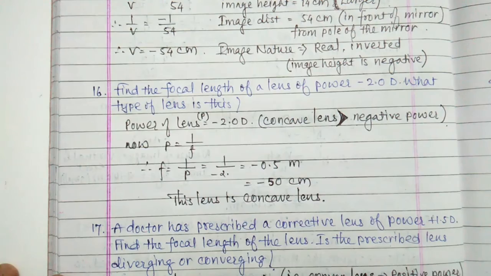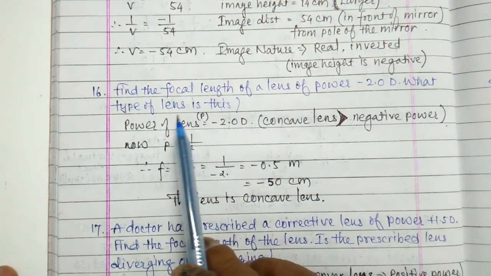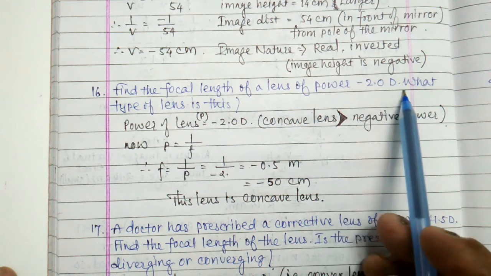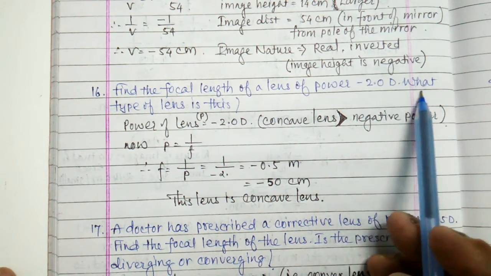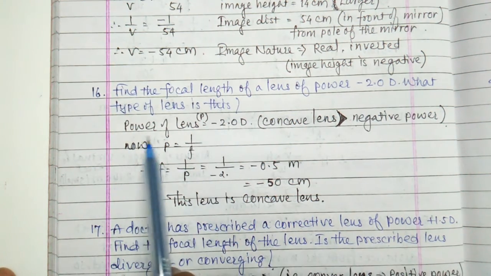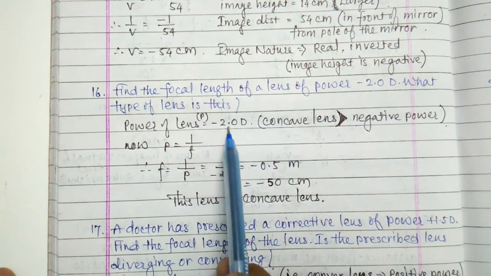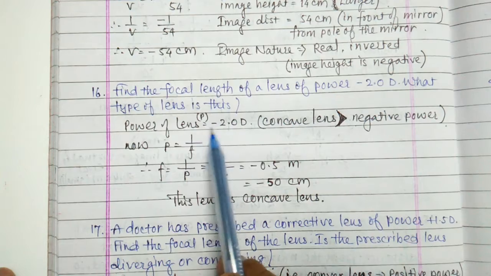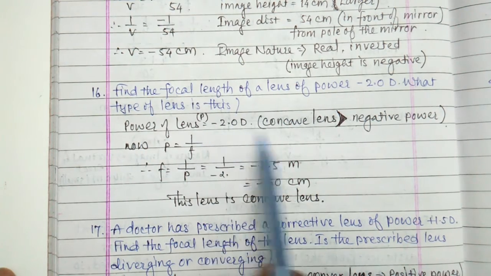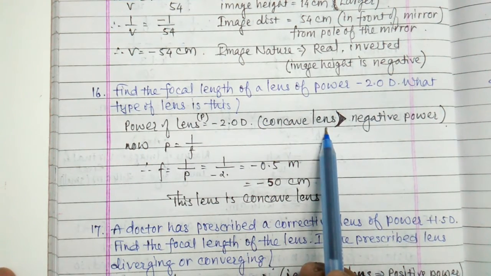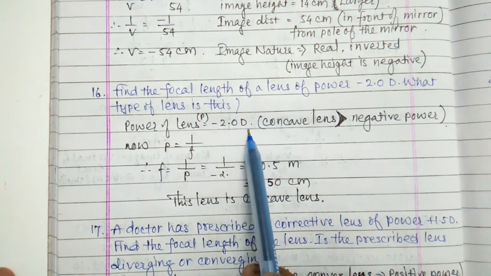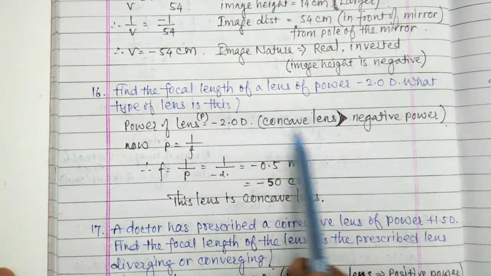Now question 16. Find the focal length of a lens of power minus 2.0 diopter. What type of lens is this? The power of lens P is equal to minus 2.0 D. Here the power of lens is negative, so it is a concave lens. If power of lens is negative or focal length is negative, it is a concave lens.